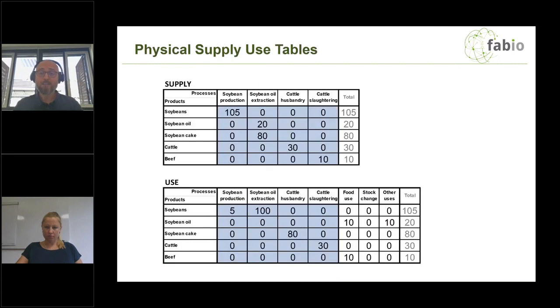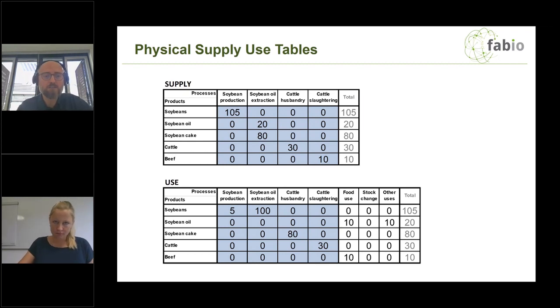Okay, then actually the starting point for this database of input-output tables was to build supply and use tables in physical units. So here you can see a little example for a few commodities: soybeans, soybean oil and cake, cattle and beef, and how such a supply and use table can look like.